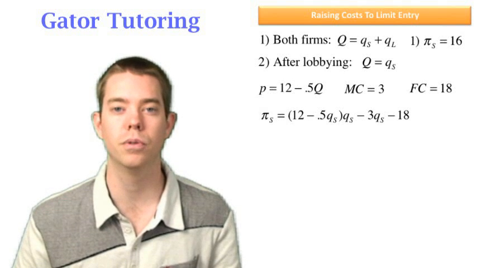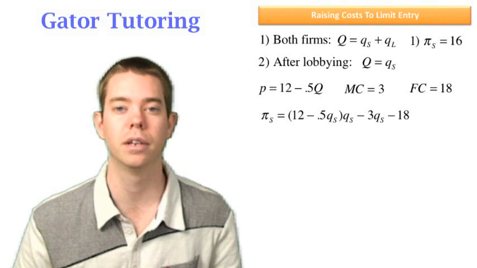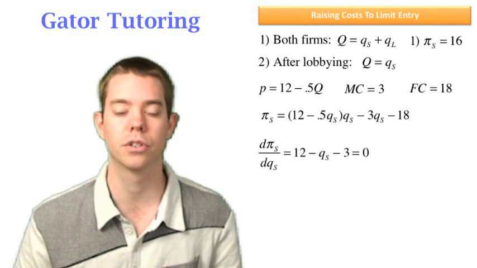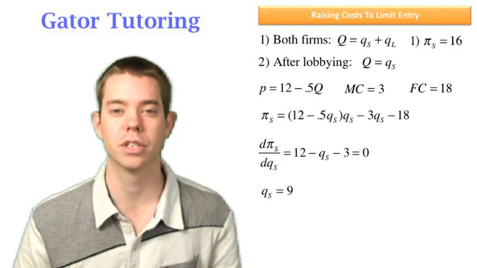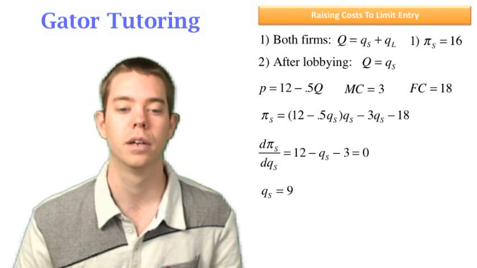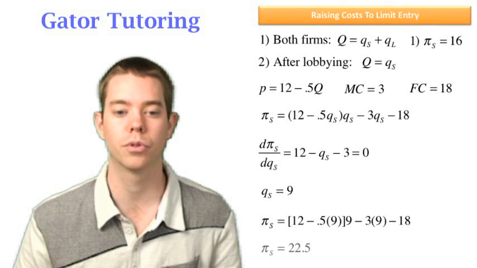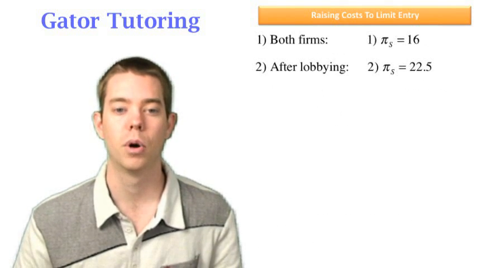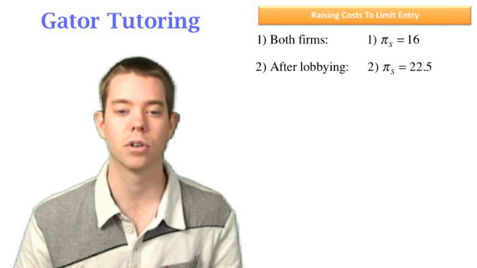So again, big Q is just QS, he's a monopoly. We do the derivative with respect to QS, setting it equal to 0 and solving. We find that he produces 9 units when he's a monopoly, and his profit is equal to 22.5. So both firms, when there's two firms, Sam makes $16. After lobbying, he makes 22.5.